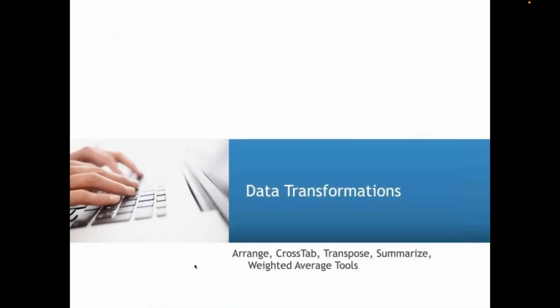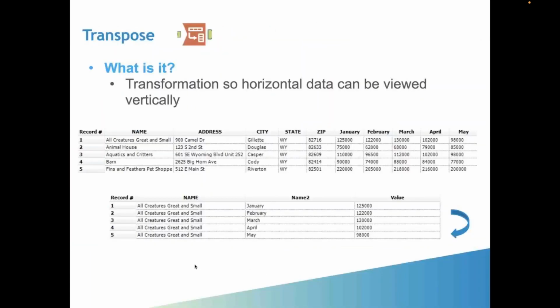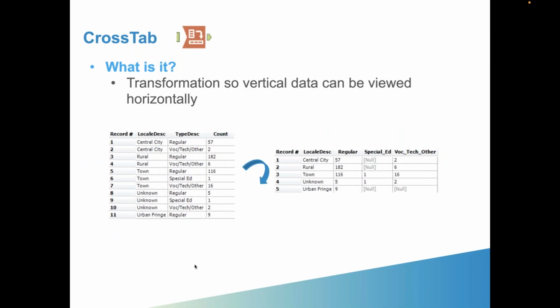Then your data transformations. Here, data transformations allows you to have transpose, which you might have done in Excel a lot of times. You get transpose, which will allow your horizontal data to be seen vertically. You have cross tab, which is nothing but the pivot option, a transformation. So vertical data can be viewed horizontally.